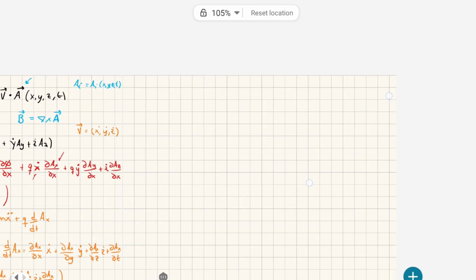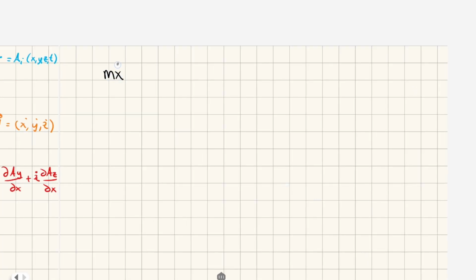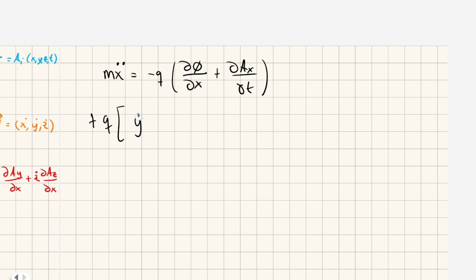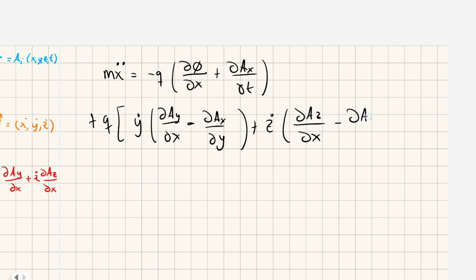So with this we can easily get that m x double dot is going to be minus q, the derivative of phi with respect to x, plus the derivative of Ax with respect to time, and then plus q times, let me write this here, plus q, the y dot here, the derivative of Ay with respect to x, minus the derivative of Ax with respect to y, plus z dot, the derivative of Az with respect to x, minus the derivative of Ax with respect to z.